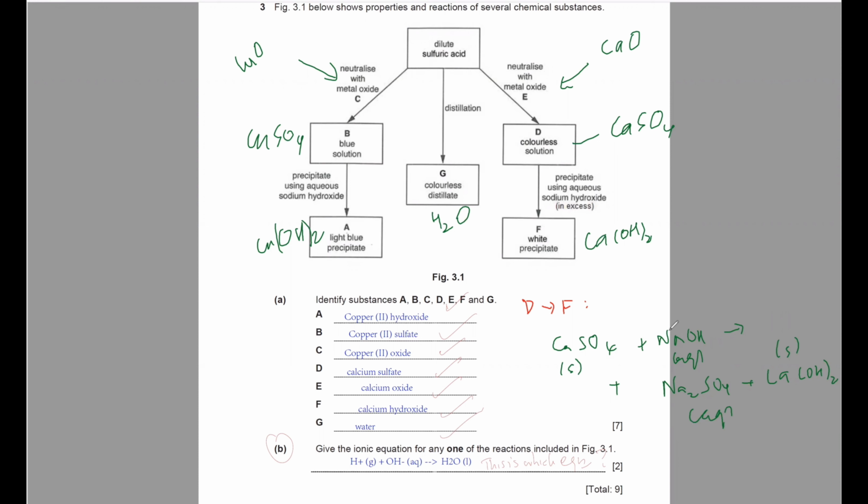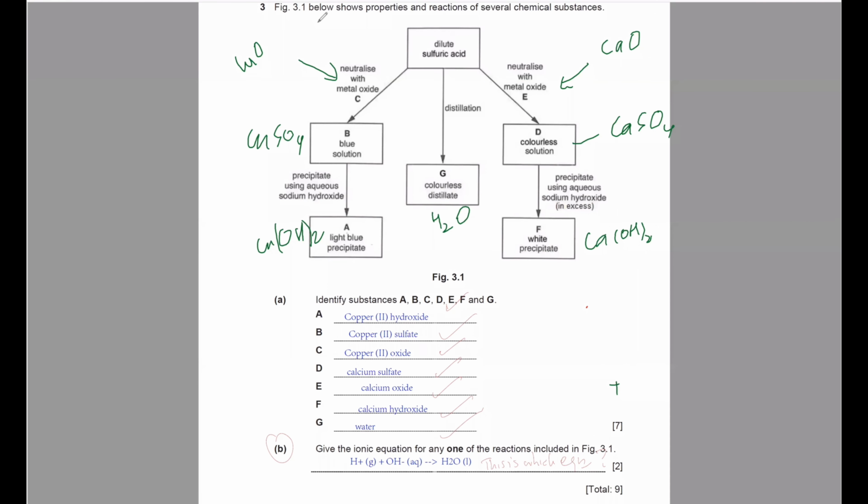So you balance here, calcium and sulfate like this. So you split up the ones that are ionic, the ones that are soluble, the equals one. Then you get 2Na+ SO4 2- plus calcium hydroxide. So you strike out this and this, and that's about it. So it's about like this.